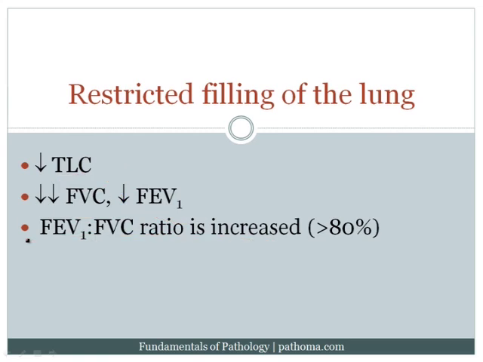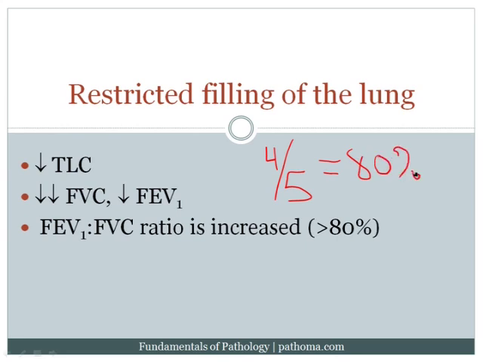Let's go back to normal for a minute. Remember that the normal forced expiratory volume over a 1 second period is 4 liters. So when I breathe in all the way and I blow out, in the first second I'm going to blow out about 4 liters. And the total amount that I can blow out, the forced vital capacity, would be about 5 liters. So otherwise stated, normally about 80% of the air is blown out in the first second.